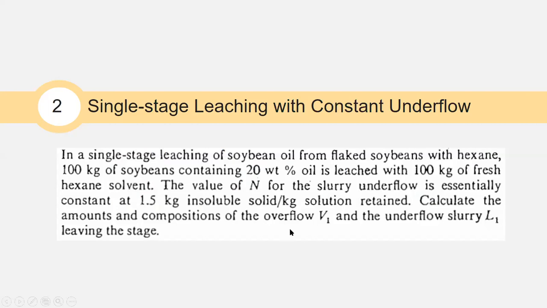Now, in a single-stage leaching of soybean oil from flake soybeans with hexane, 100 kilograms of soybeans containing 28% oil is leached with 100 kilograms of fresh hexane solvent. The value of N for the slurry underflow is essentially constant at 1.5 kilograms insoluble solid per kilogram of solution retained. Now, calculate the amounts and the composition of the overflow B1 and the underflow slurry L1 leaving the stage.